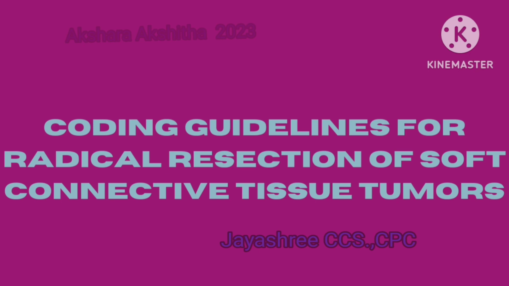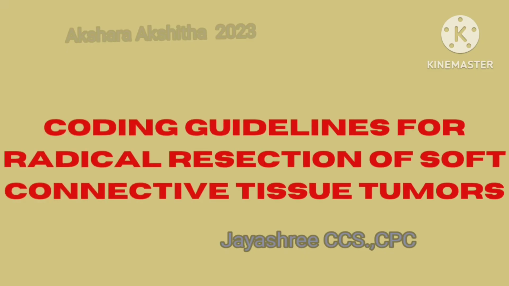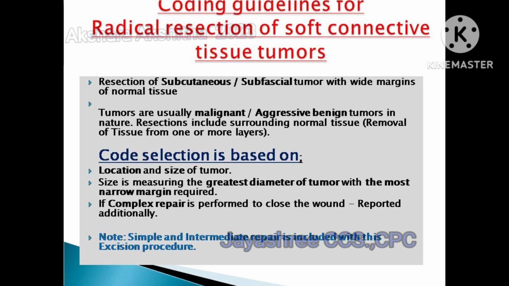So if it is radical resection, it means the tumor is usually malignant or an aggressive benign tumor in nature. If our condition is malignant, then we have to go with radical resection. If it is benign in nature, then we have to bill the normal excision code. Radical resection includes the surrounding normal tissue, but normal excision does not include the surrounding normal tissue.